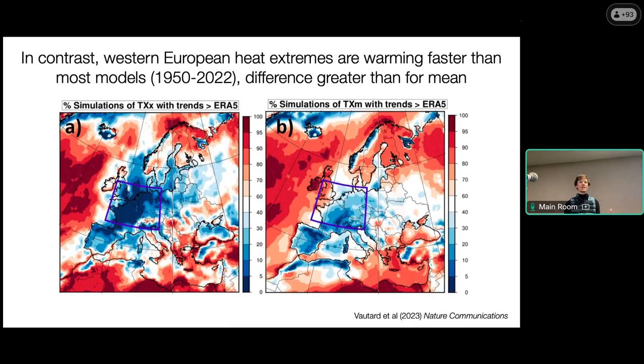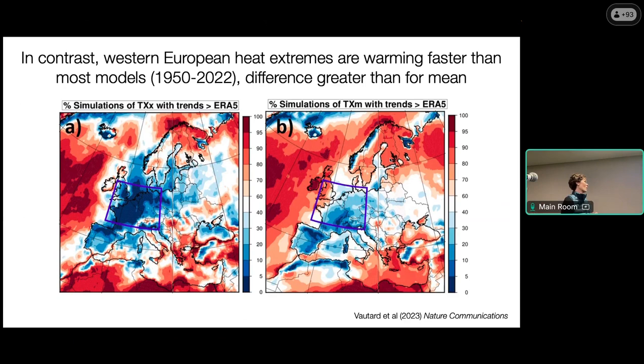So on the left-hand side is a plot showing the percent of simulations in CMIP6 with trends that are greater than what we've observed in ERA5 for summertime maximum temperatures, and on the right for summertime mean temperatures. And blue means that fewer models exceed what we've observed. And so what you can see is they pulled out this region in Western Europe with that blue box, where, particularly for those hot extreme trends, the observations are falling not entirely outside the model spread, but pretty far at the edge of that model spread, with only a handful of models warming more than the observations.